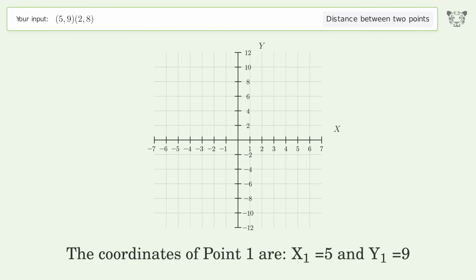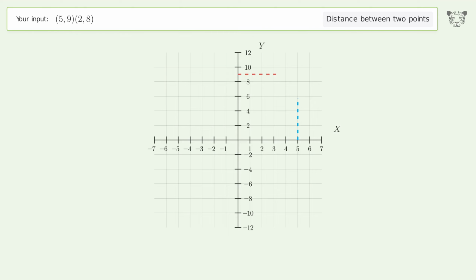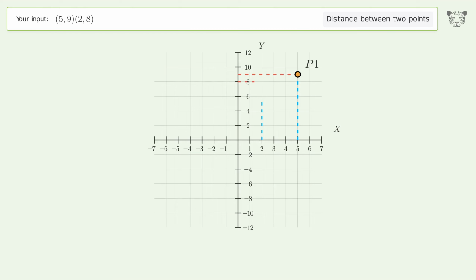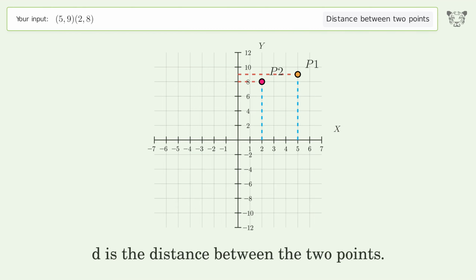The coordinates of point 1 are x1 equals 5 and y1 equals 9. The coordinates of point 2 are x2 equals 2 and y2 equals 8. D is the distance between the 2 points.